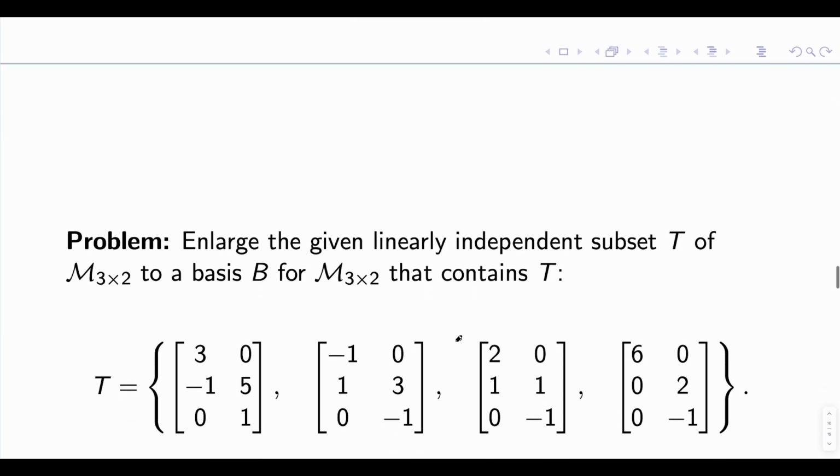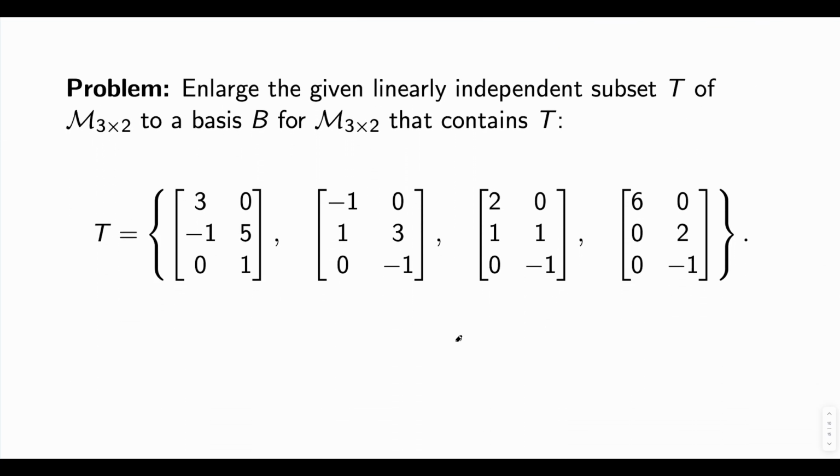Okay, so now let us do one problem. Enlarge the given linearly independent subset T of the vector space M3×2 to a basis B that contains T. So T together with some more is going to become the basis of M3×2, right? So how many vectors are here? 1, 2, 3, 4 vectors, right?